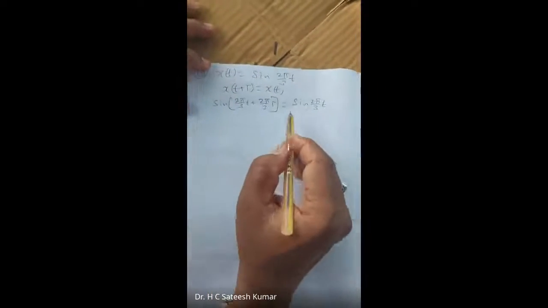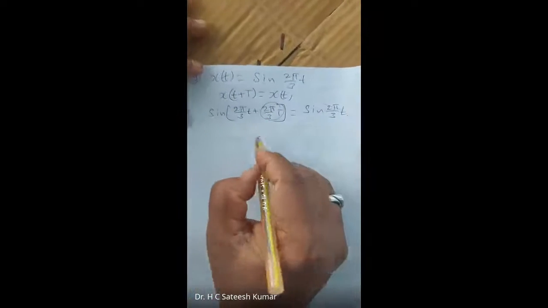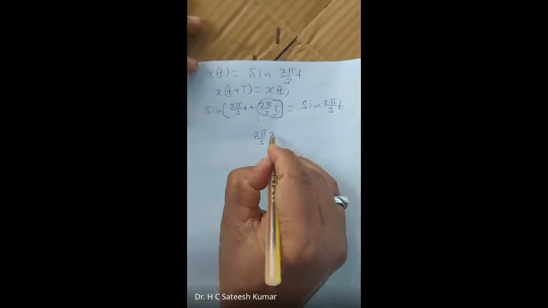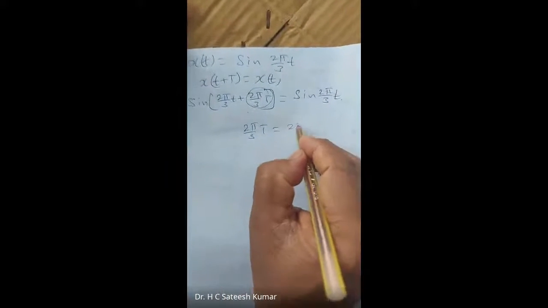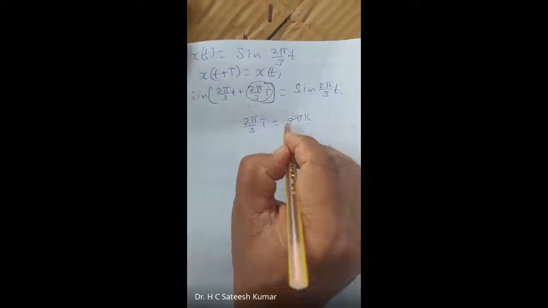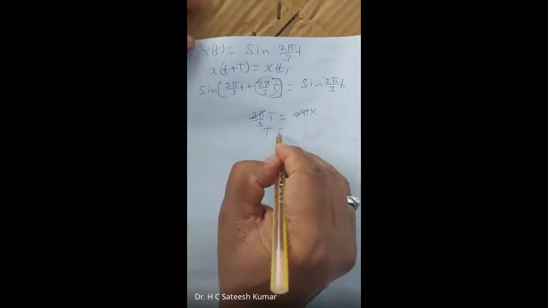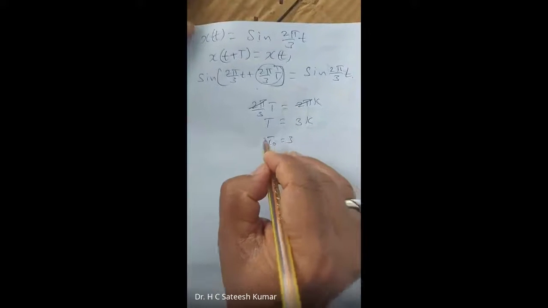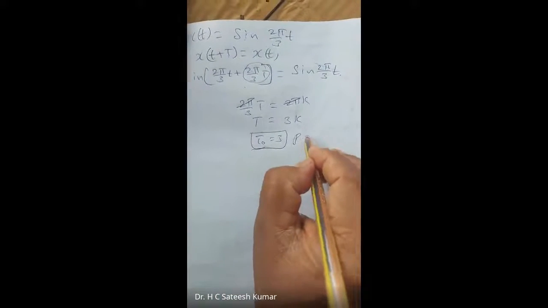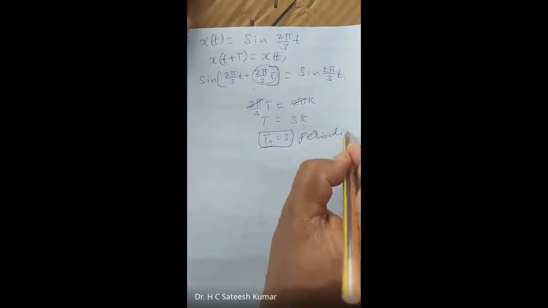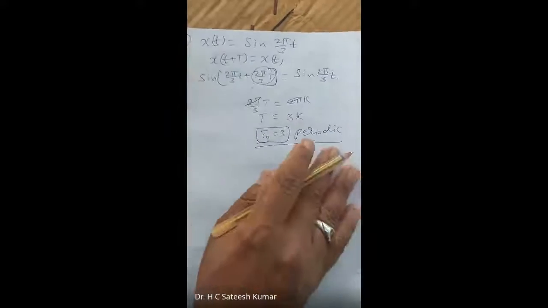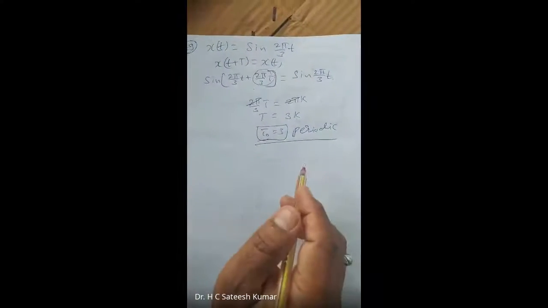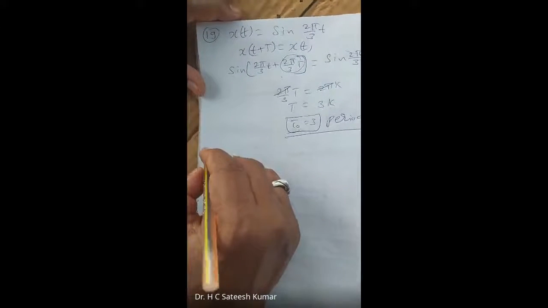Now, when these two are equal, the second term 2 pi by 3 T should be equal to 2 pi k. The 2 pi gets cancelled. T is equal to 3k. T naught is equal to 3, and it is periodic. That's it. See, for 3 marks, 3 lines. That's how we should do it.